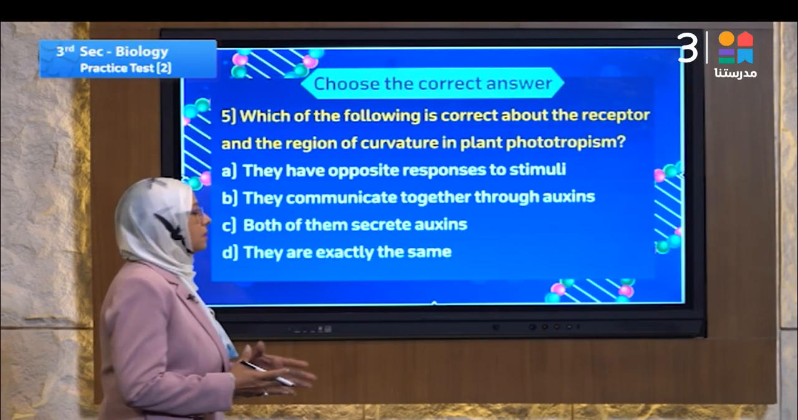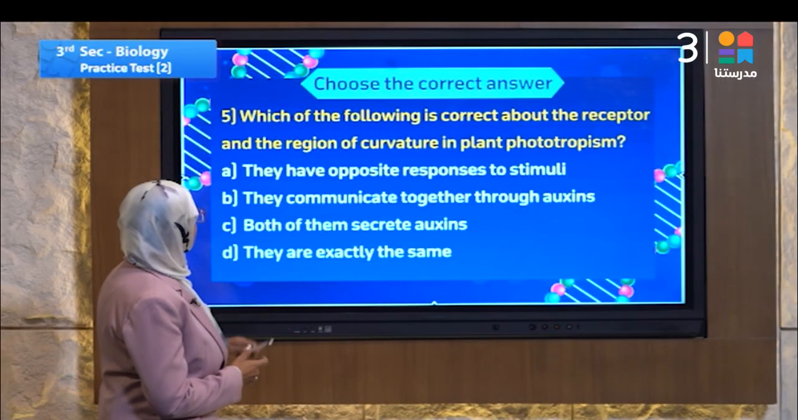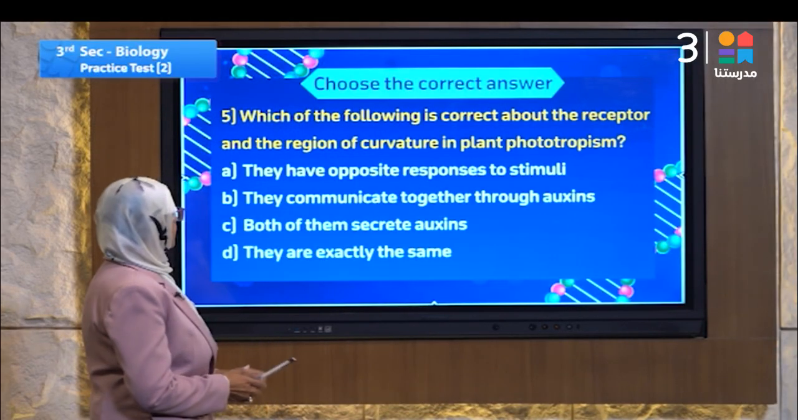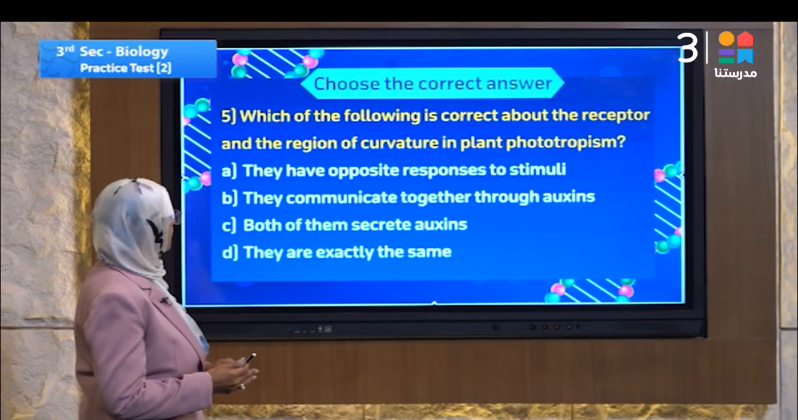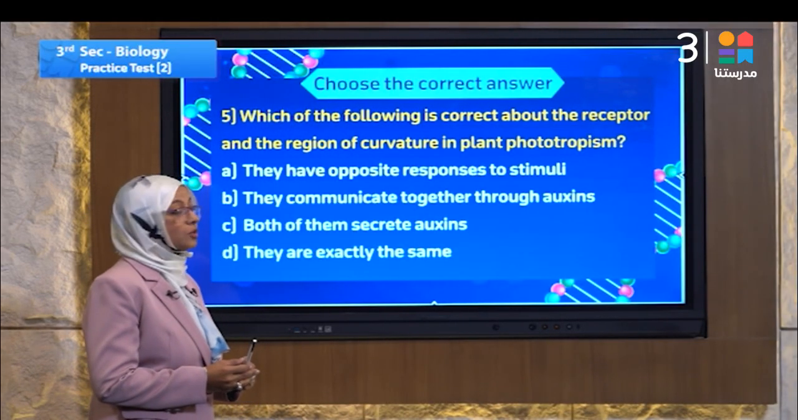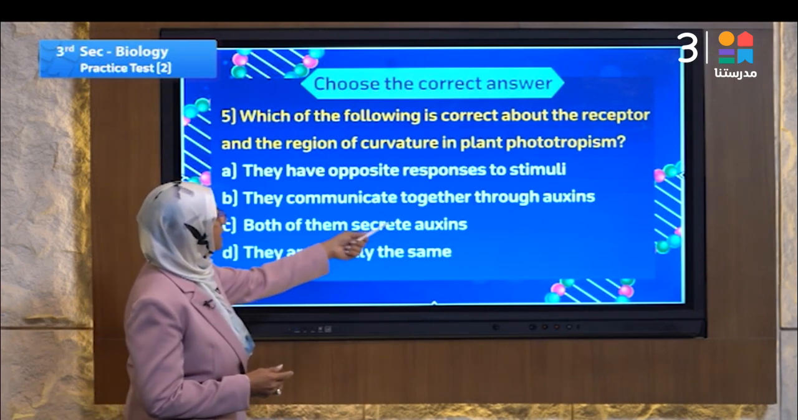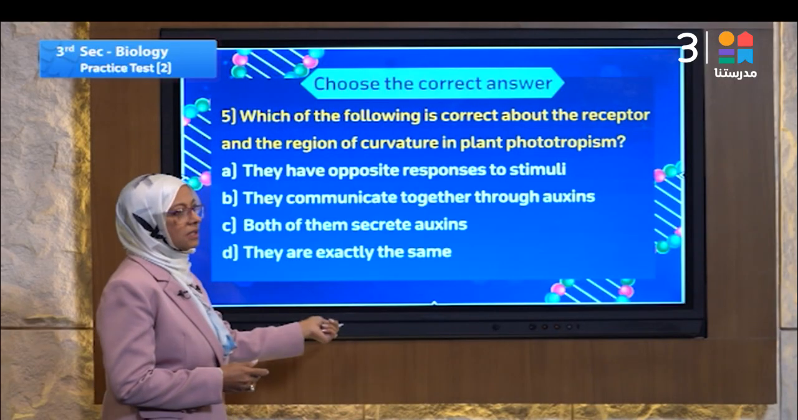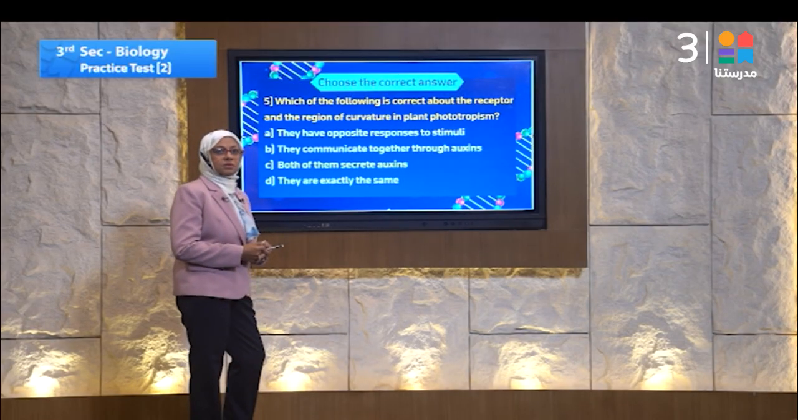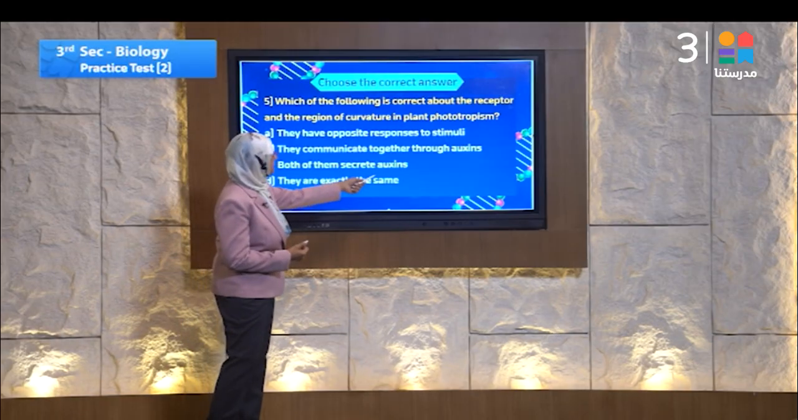Let's see the question. Which of the following is correct about receptors and region of curvature in plant phototropism? There are 4 choices. The first one, they have opposite responses to stimuli. Opposite response to the stimuli. They communicate together through auxin. Auxin is a hormone that affects the plant parts. Both of them secrete auxin.